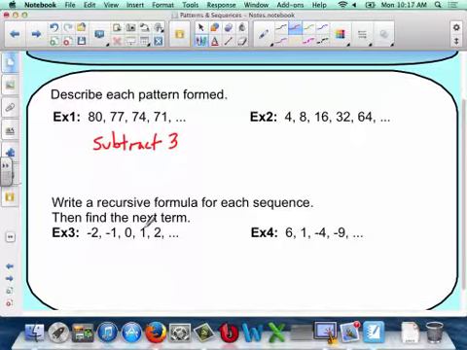So Lindsay, give me the next term of that sequence. 68. Good. Okay, Devin, what comes after 68? 65. Ivan, explain to me what's happening in number 2. They're going up by, or you're multiplying by 4. Okay, so we're multiplying by 4. Okay. By 2. Multiply by 2.